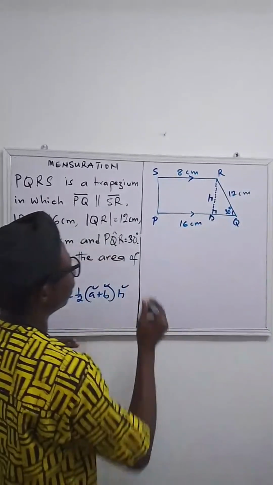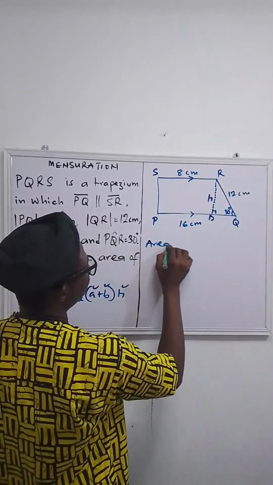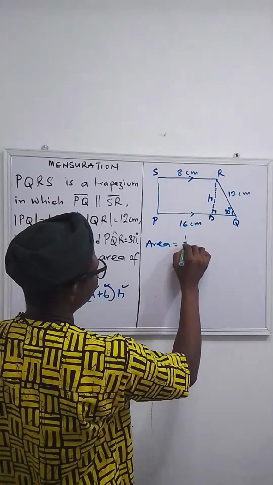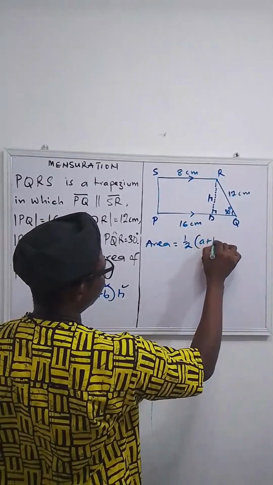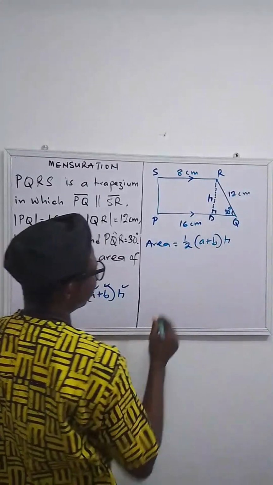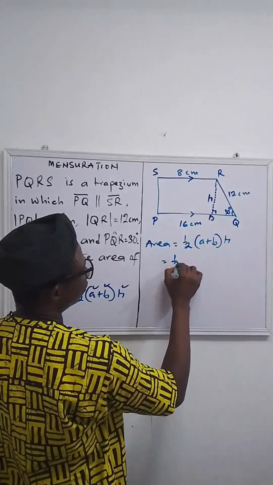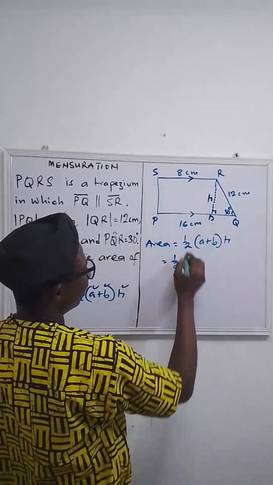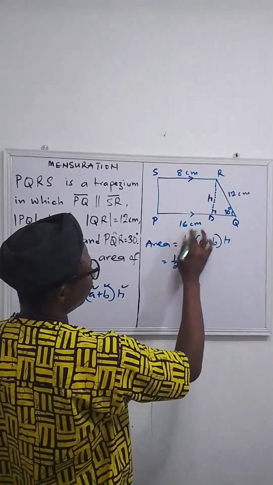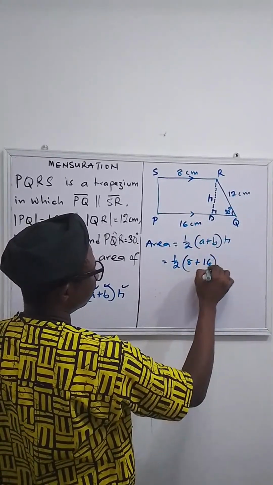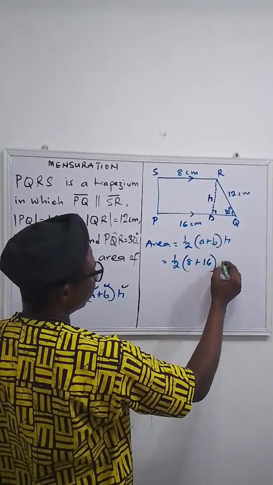So we have area equals half A plus B times height. So we have half of A, which is 8, plus B, that is 16. All right, and this is what? 6.